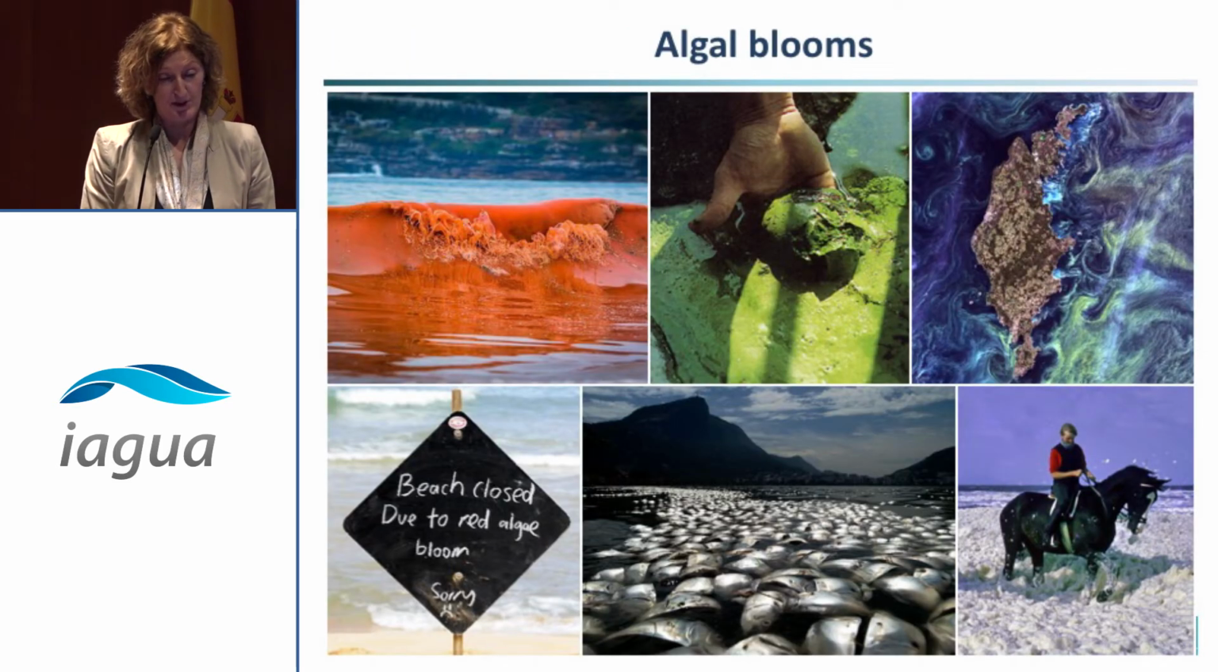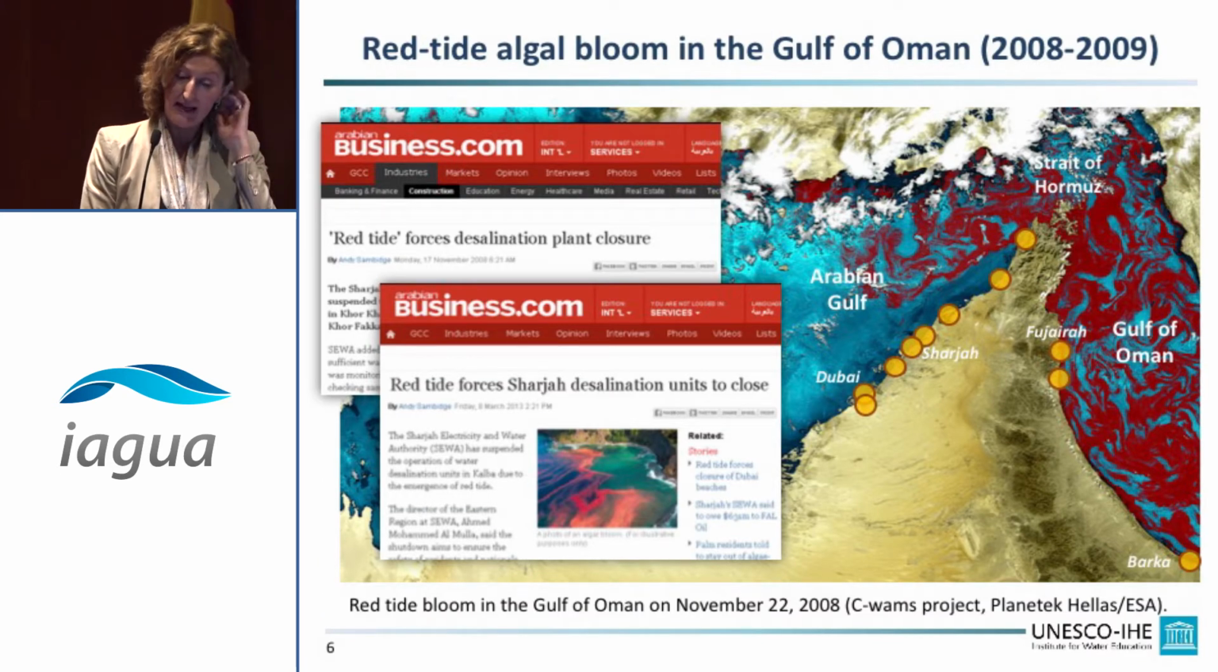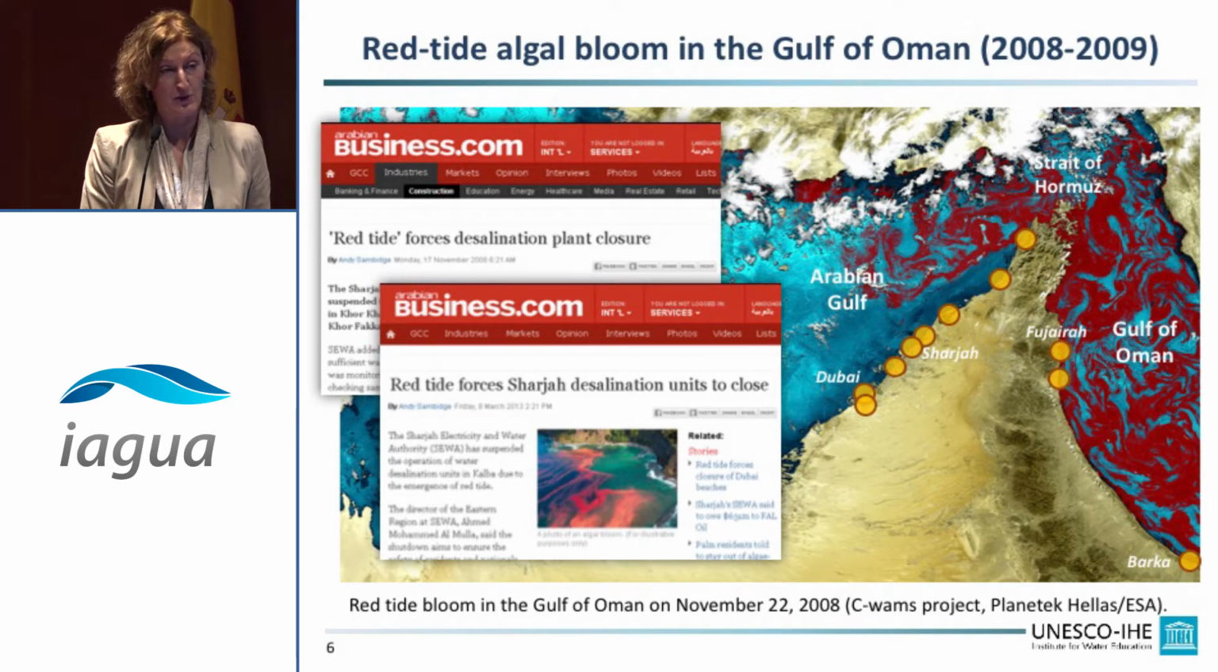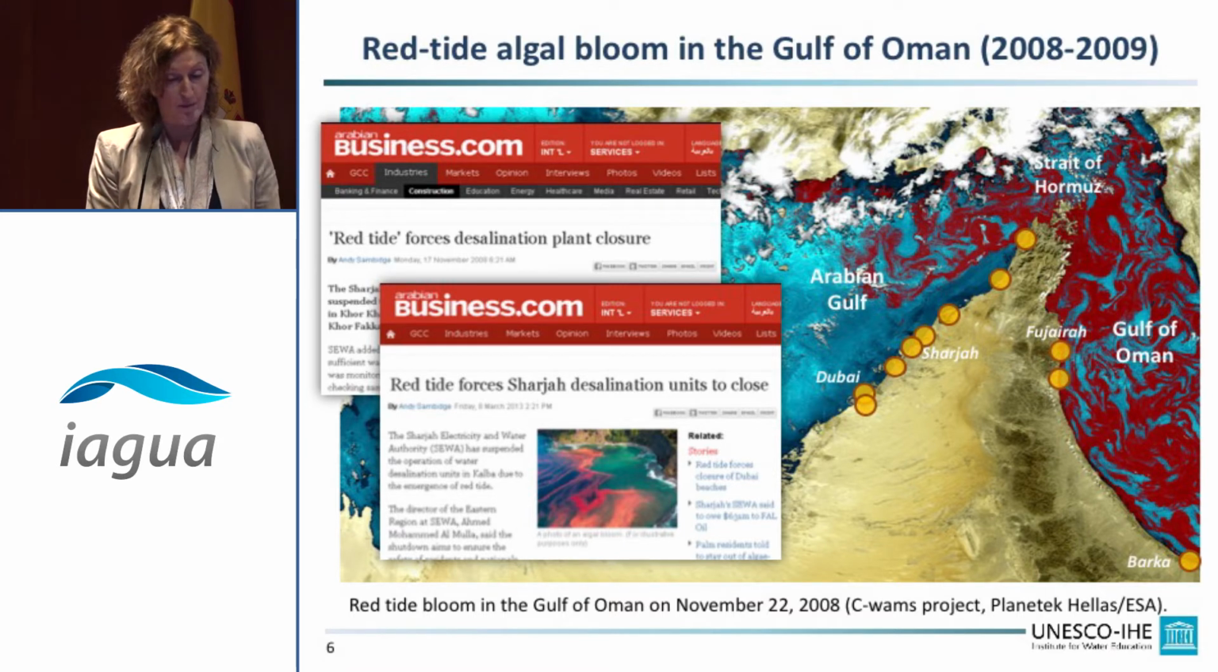Now, these are just some pictures. And this is a typical picture of the Gulf. Here you can see a satellite image of the algal bloom in 2008-2009. It started out in the Sea of Oman, and it moved all the way up around the Strait of Hormuz into the Arabian Gulf. And the yellow dots are all the seawater desalination plants which were affected during that algal bloom. And of course, many of the plants had to shut, some of them for long periods of time, in fact, because of the impact of the algal bloom.